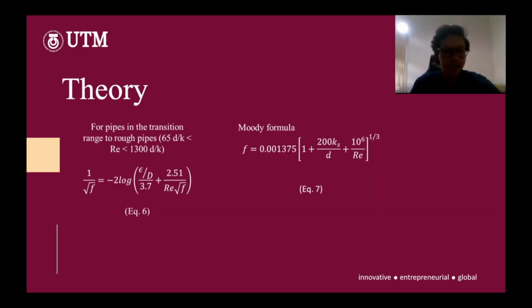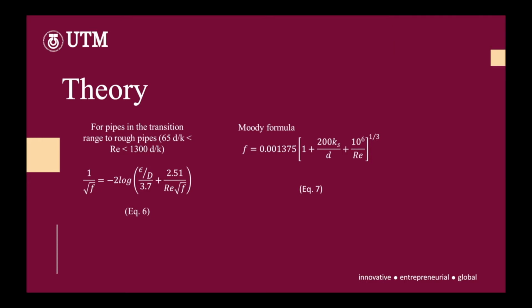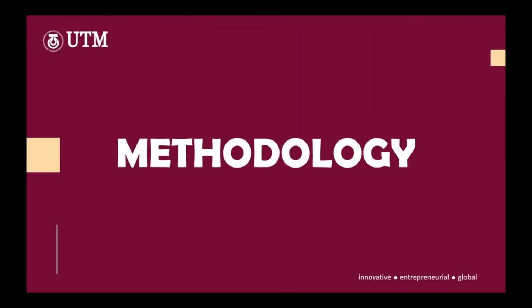Okay, this is the last theory. For pipes in the transition range, we use this formula. And then we also have the Moody formula. So now we will enter the methodology part.